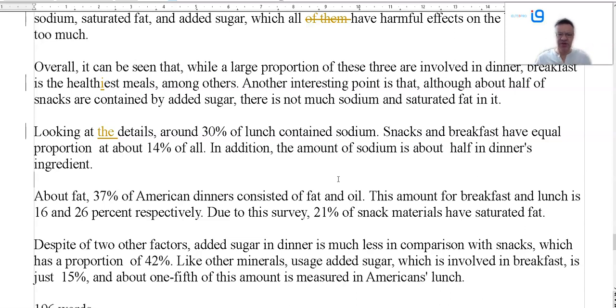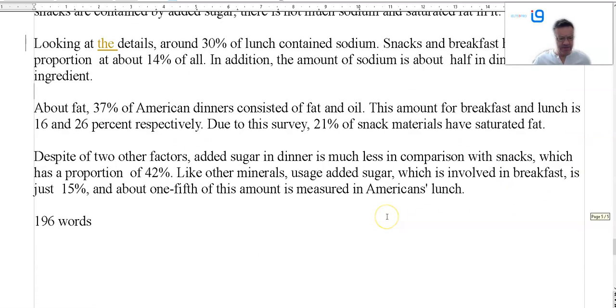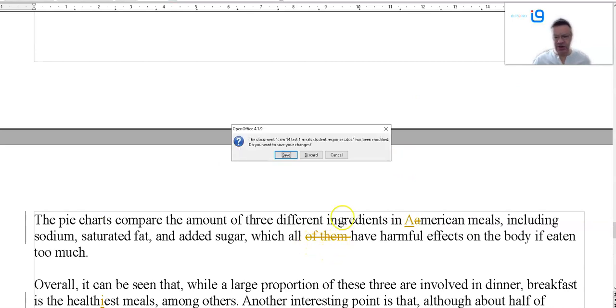I would stick to what you've said in the overview. Breakfast, dinner, and then go through those, not jumping around. So the sodium, equal proportion, about fat, much less in comparison, because it just confuses people. Okay, so not too bad. One or two things that we could definitely change, though.